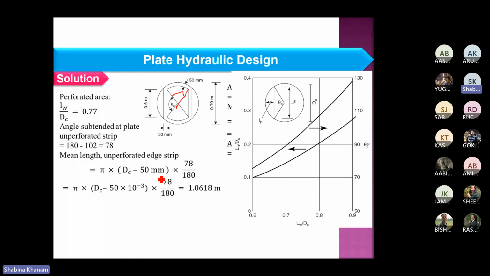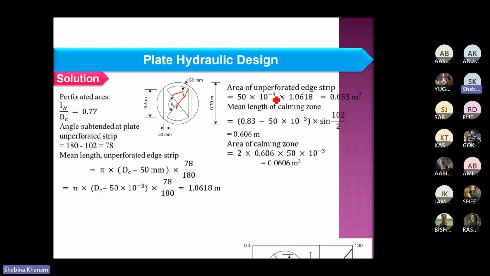So that should be pi DC minus 0.5 DC minus 50, because we need to consider the mean length. That's why this thickness is given as 50 mm, so we need to consider the mean value of that. So DC minus 50 into 78 by 180. So this length is coming as 1.0618. So area should be 50 mm into this, that you can consider.